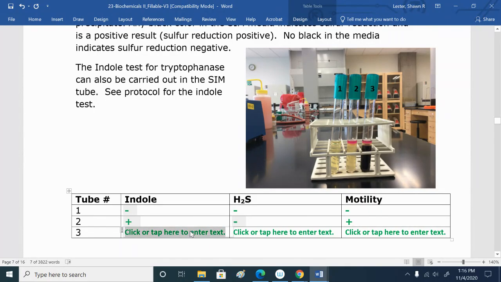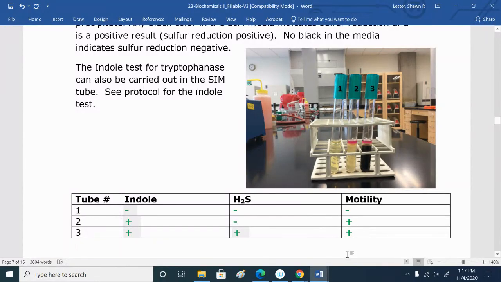And tube 3 for indole? Positive. H2S? Positive, all that black. And for motility? Positive, because the H2S is only produced where the bacteria are. So if the black is all over, that means the bacteria are all over. So it's actually easy to see motility if an organism also produces hydrogen sulfide gas, because the black precipitate will be all over.